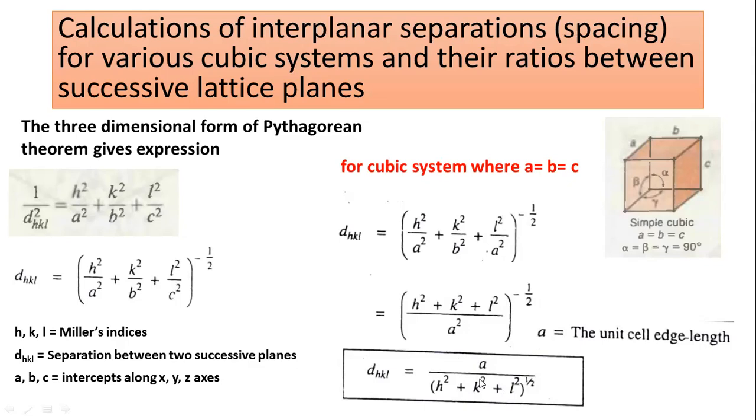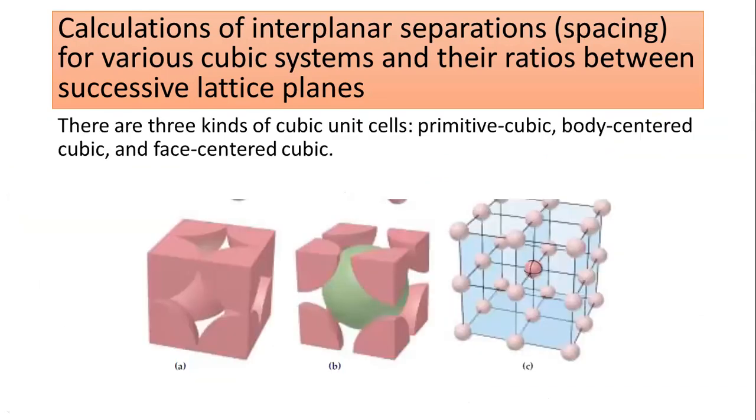So let's start with the calculation. And here, you know, and we have also discussed in one of the previous lectures at the start of this solid state chemistry, there are three kinds of cubic unit cell. One is the primitive cubic, the second one is the body centered cubic, and the third one is the face centered cubic.